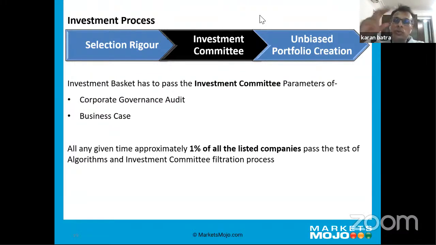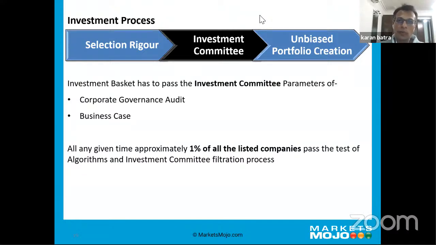They will look at 2 factors, the first is corporate governance. If there is any news of a corporate governance issue in the company, or if the business case going forward does not look very positive, only in these two cases can they reject a stock from becoming a Mojo stock. That's why the stocks that you see on the Mojo stock list not only have highly rated parameters, but they've also passed through the investment committee filter of qualitative assessment, and that's why we are very confident on these stocks that you see in the Mojo stock section.